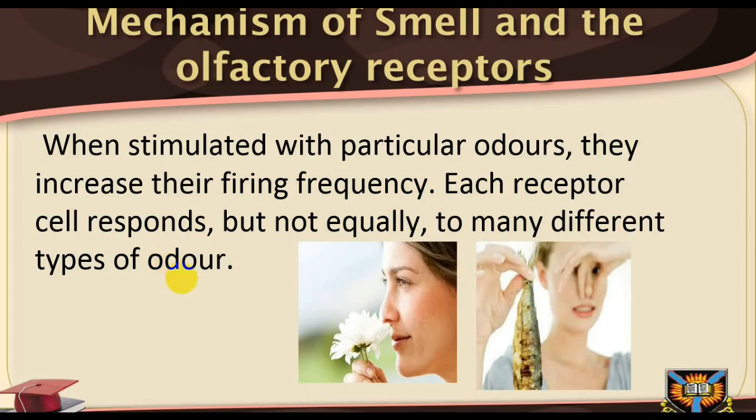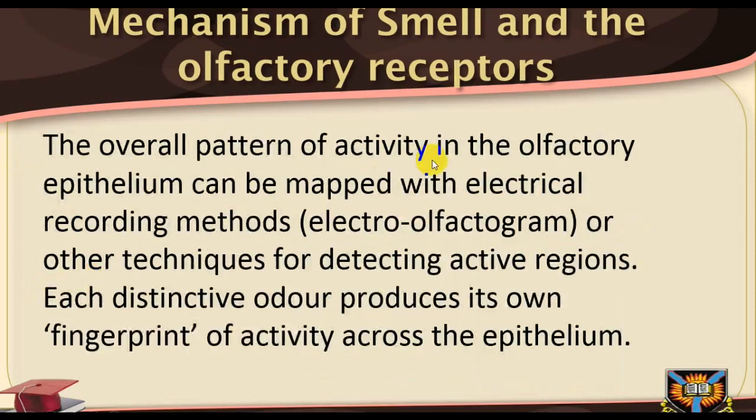Interestingly, despite the poor selectivity of individual receptor cells, different regions of the olfactory sheath, consisting of hundreds or thousands of receptor cells, are maximally responsive to particular odors. The overall pattern of activity in the olfactory epithelium can be mapped with electrical recording methods, electro-olfactogram, or other techniques for detecting active regions.